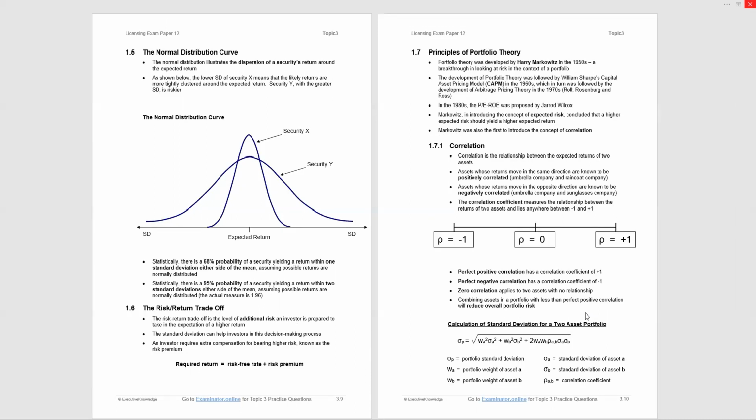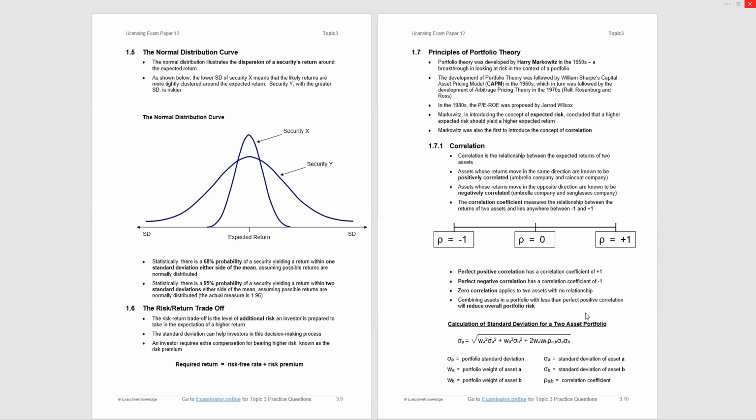Now, security X is closely clustered around the expected return, so we can assume that the standard deviation is smaller than security Y, and it is less risky than security Y, because security Y, with the same expected return, has a broader reach in terms of standard deviation. So the possible returns have a greater variation from the expected return than with security X. Now, those relationships can be examined in a simple question, so be aware of how security X and security Y stack up. And we've described that at the top of the page.